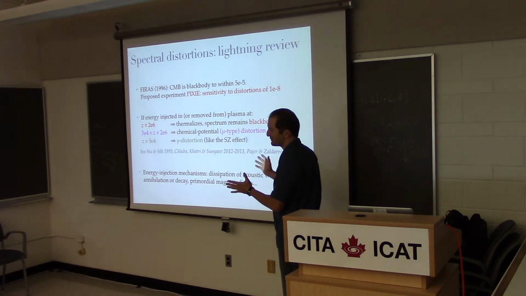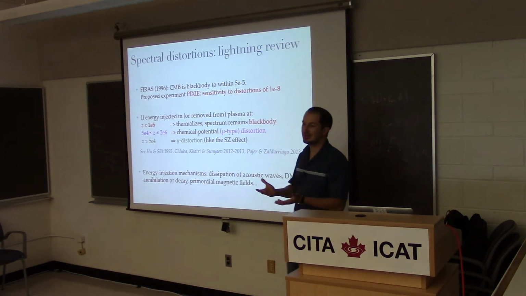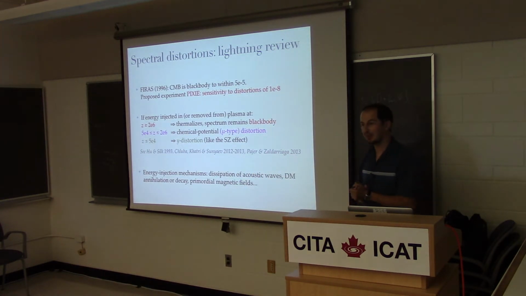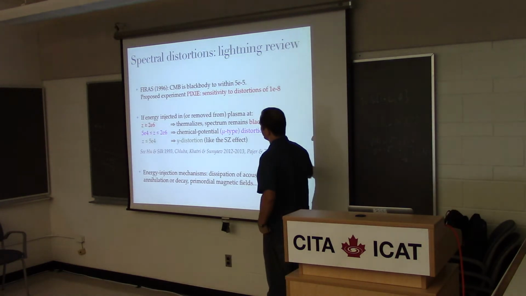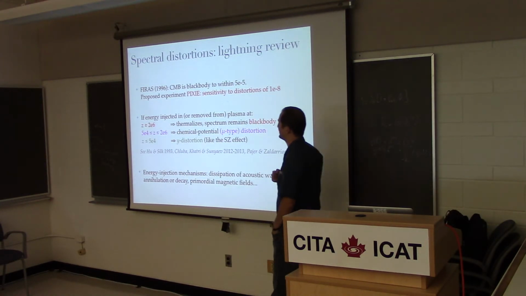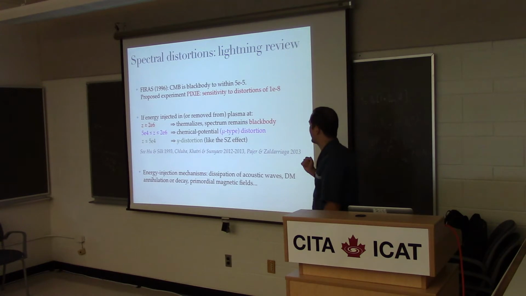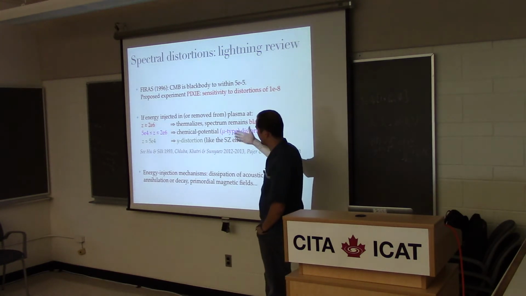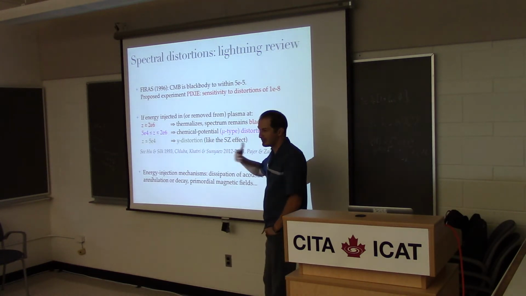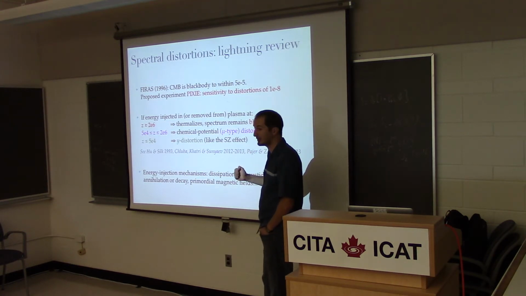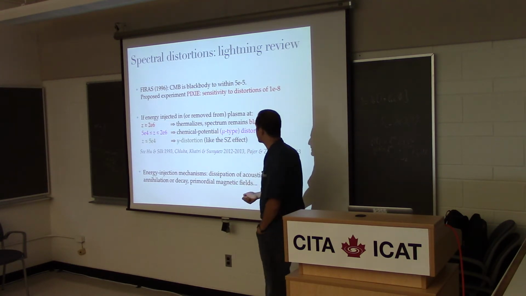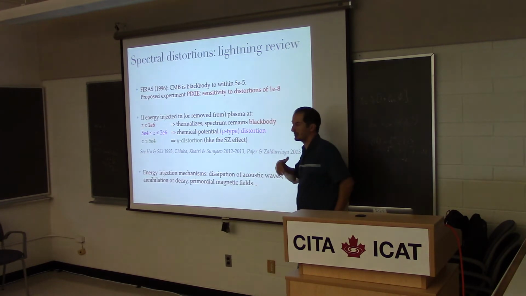So why is the spectrum interesting? Because it can tell you about the early energy injection, the early thermal history of the universe. If you inject energy or remove, as we will see, from the plasma at redshifts bigger than 2 million, then this energy will thermalize. The processes creating and destroying photons are very efficient at these redshifts. So you will just thermalize this energy and you will just change the temperature, but it will remain a black body.